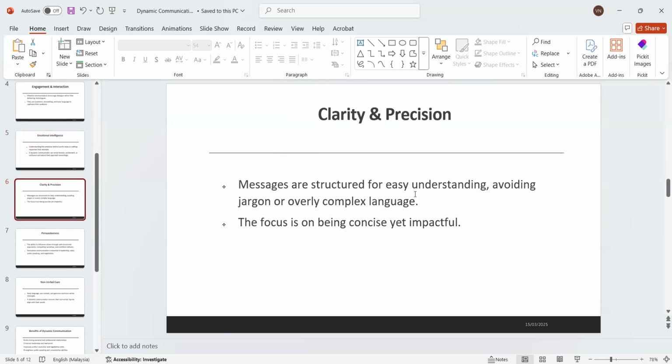Clarity and precision. In all your messages, an effective dynamic communicator will only use simple language, which is easy to understand. There is full comprehension of whatever a dynamic communicator says. Avoid jargon. Do not sound pedantic and verbose with people. They'll get bored with you and fed up.